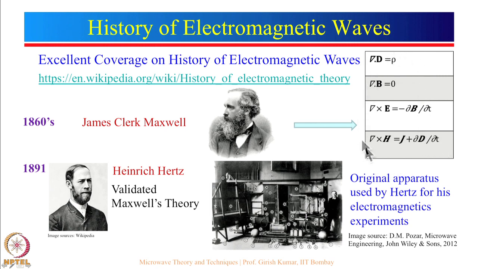Now, this is of course the differential form of Maxwell's equations. There is an integral form of Maxwell's equations also. Then in 1891 Hertz validated Maxwell's theory, and this is the original apparatus used by Hertz for this electromagnetic experiment. And you know what the unit of frequency is? It is the hertz. So, it is a very important thing that the person who developed all this becomes almost immortal. Whenever we talk about frequency, we talk about 50 hertz or 1000 hertz or gigahertz and so on.